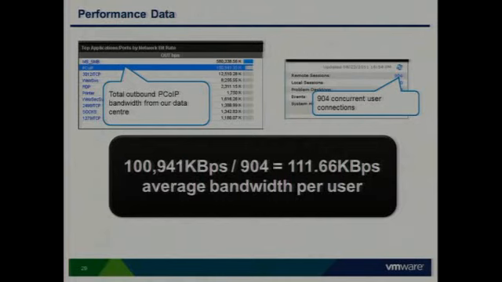So I actually see probably a little bit higher than that, probably between 150 and 180 kilobits per user average across the whole organization. It's quite a good stat, because that is an honest real-world statistic of what PC over IP usage actually is. And this was on View 4.6 without any of the protocol enhancements that are in 5. So I'm hoping to see an improvement there as well.